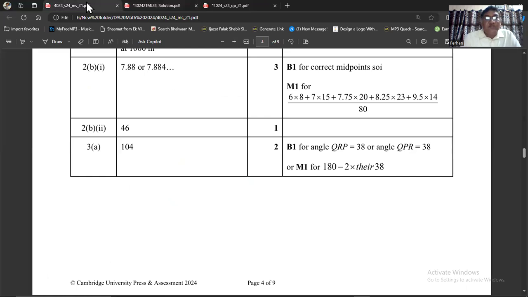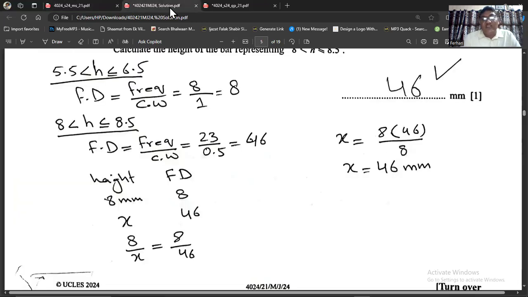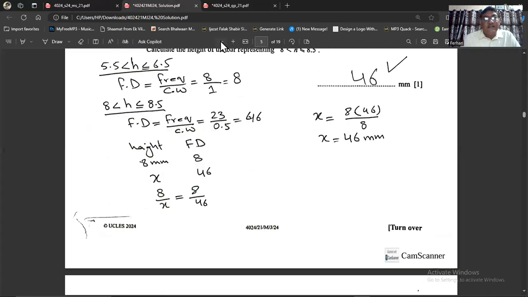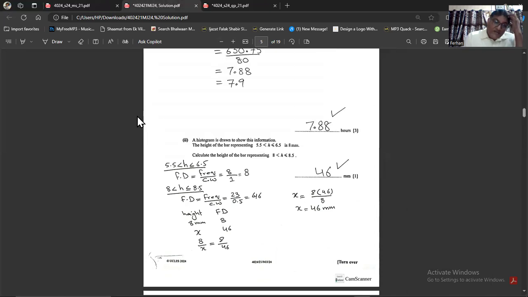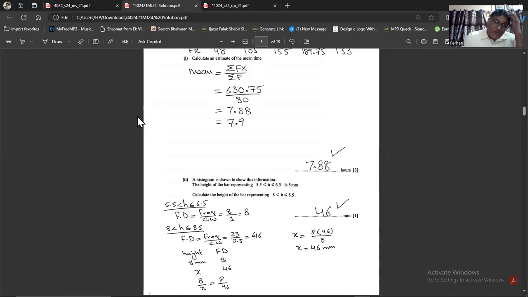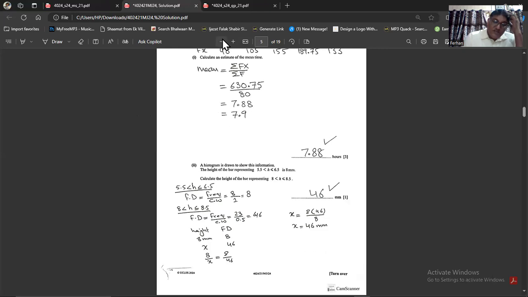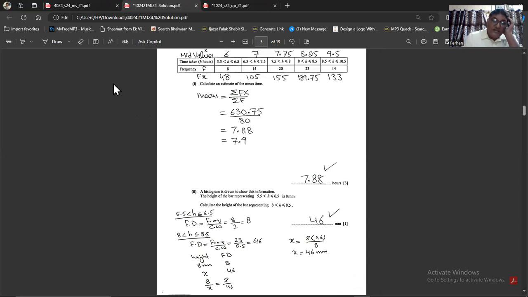Let's check. 46 millimeter is the right answer, sir. I hope you understand this. Let me reduce the size so you can see the whole thing together. And here we go. Okay. So this is how this is done. Let me further reduce it so you can see the whole question together.